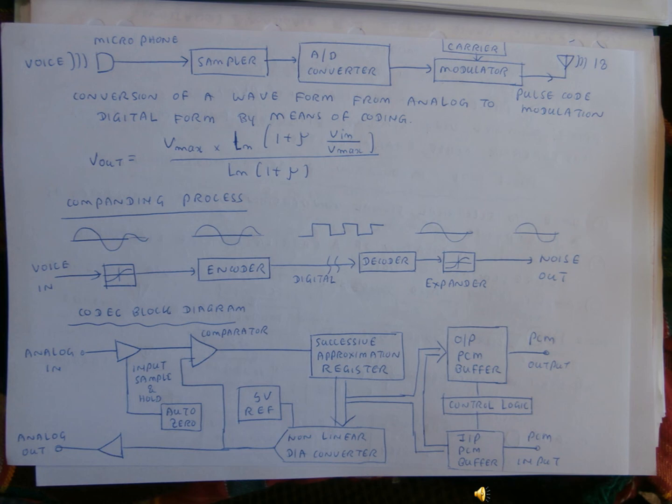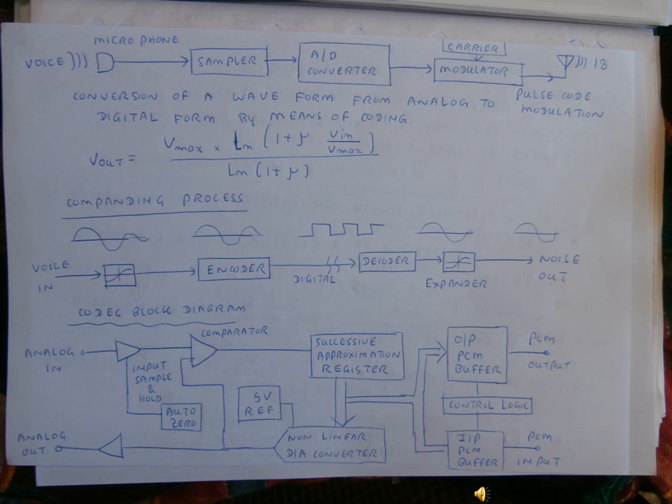The input is analog, and the input analog signal goes to the IC. It goes to the sample and hold circuit, which takes out the sample signal. This sample and hold circuit is connected to auto zero. Then the sample signal is compared with the reference signal by the comparator. The comparator compares the signals, and the difference signal comes out to the successive approximation register. This successive approximation register is connected to the data lines.